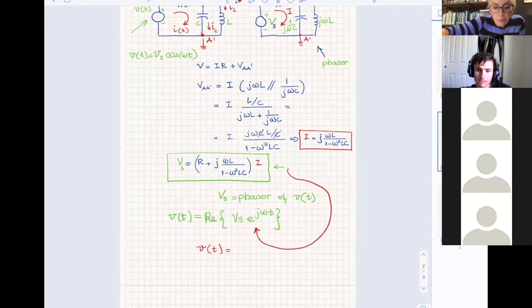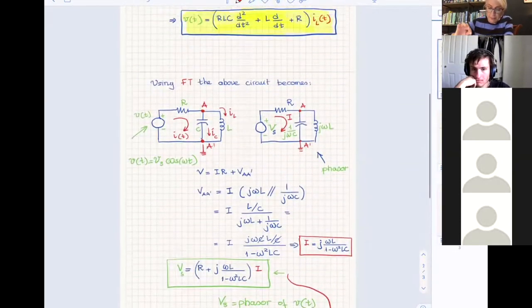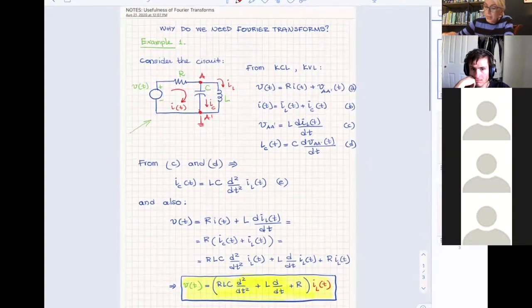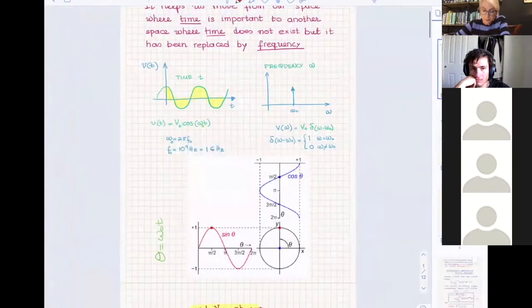Have you seen it before? Okay, I think somebody said yes. All right. Hopefully you have seen it before, because this is fundamental. For those of you who don't remember this material, I would suggest that you go back and review it. Okay, so this is why Fourier transforms are useful.